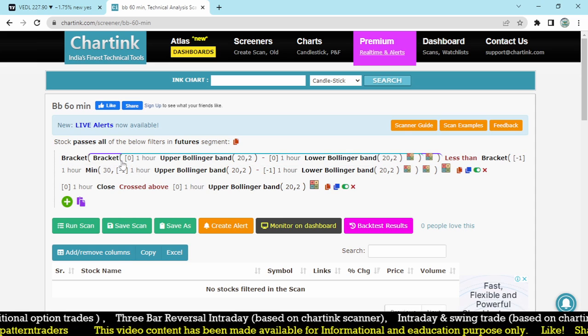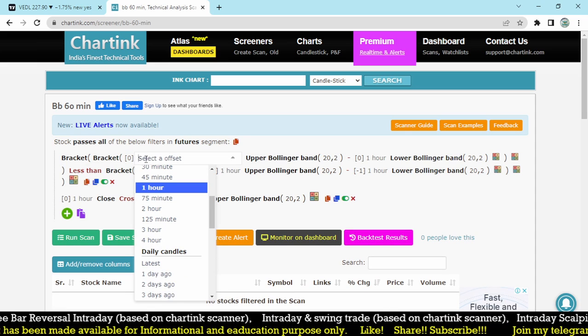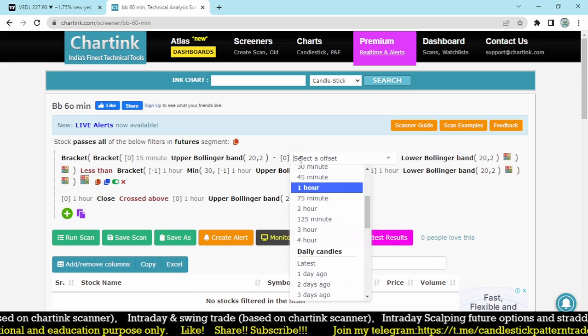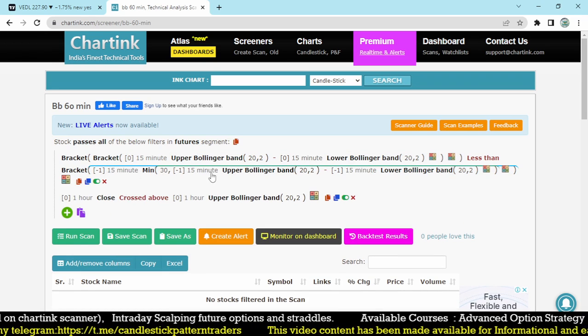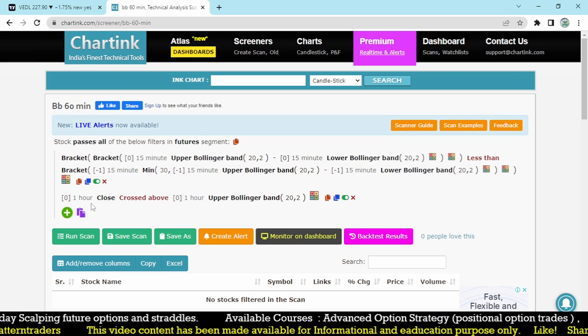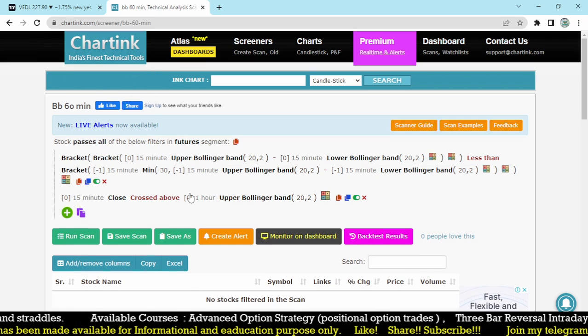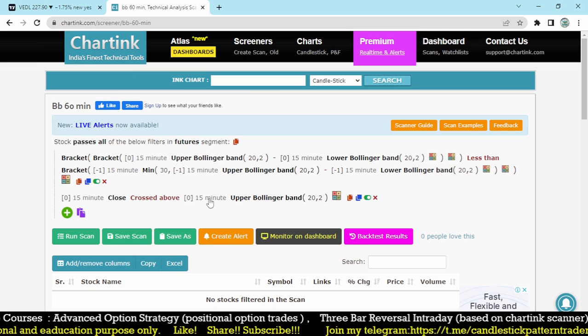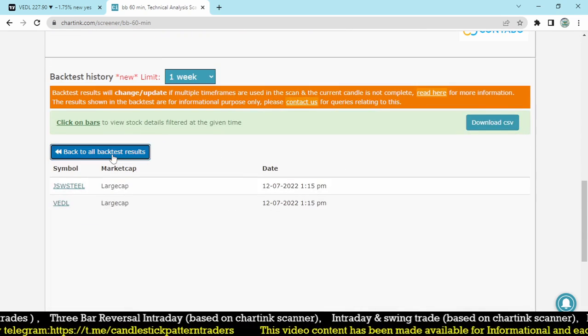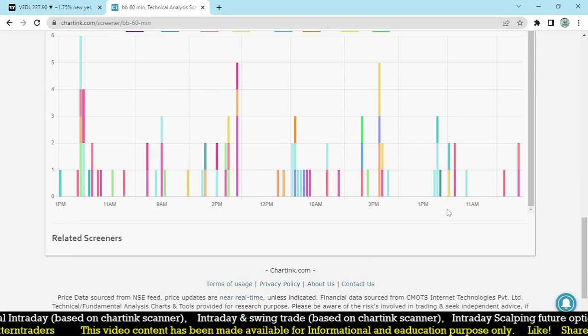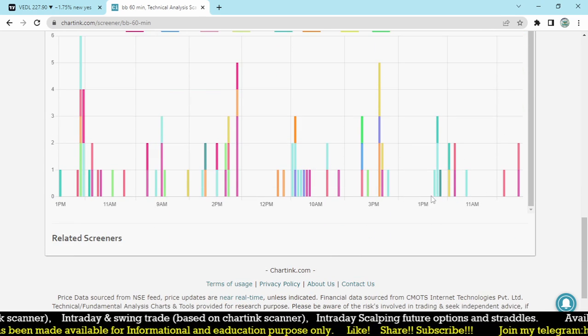If you want to change the time frame, let's go for 15 minutes. I thought taking a long time, so go for 15 minutes and it automatically changes everything to 15 minutes. So if you run the scan in 15 minutes, how many stocks do we get? We got a lot of stocks. It's based on the 15 minute time frame.